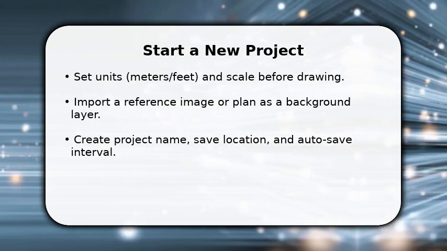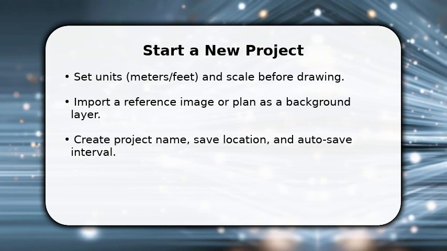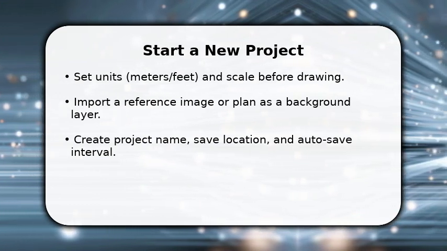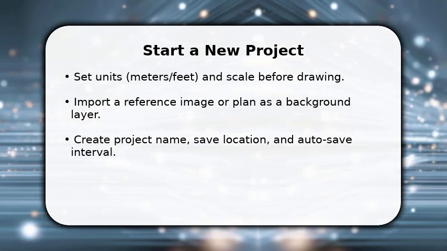Make sure to name and save the file, and enable autosave at 5-10-minute intervals. Then set the grid and snap options so your first wall lines align precisely. This first setup prevents rework later.